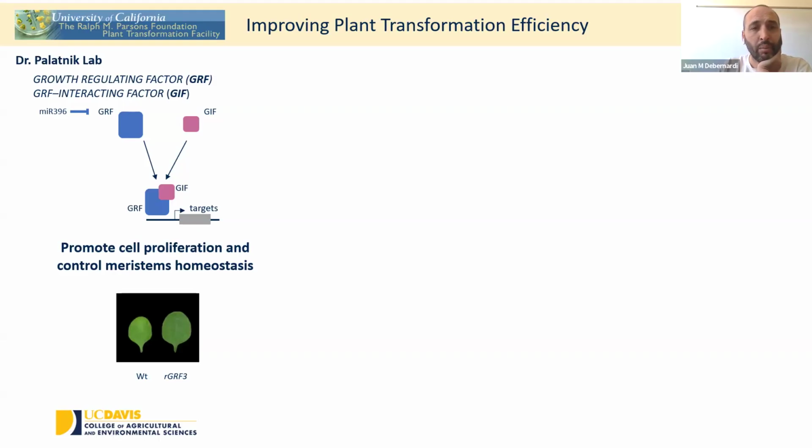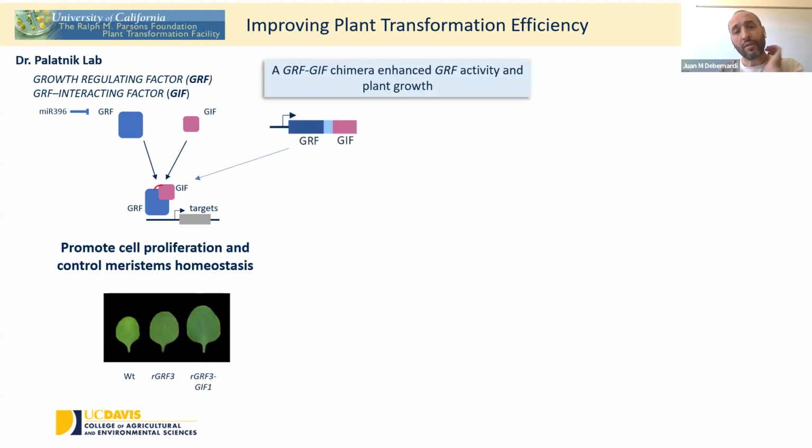With Javier, we had the idea of putting the two genes together in a single transcript in order to have the pre-assembled complex. And we found that when we did that in Arabidopsis, we have a boost in the activity of GRF, with more cell proliferation, and that also affects the meristem of the plant.